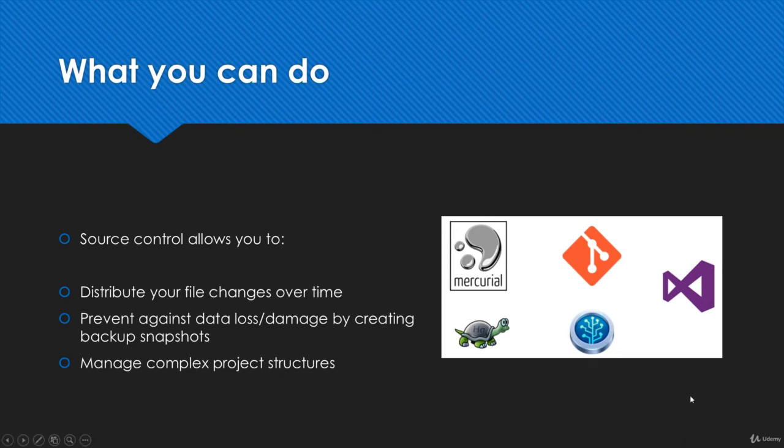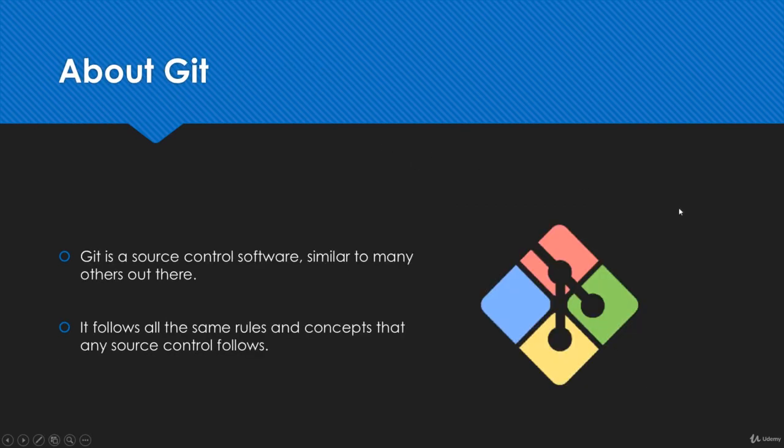But why don't we actually talk about Git here? You can see the logo right there. Now that I've explained source control, I don't really need to explain Git, because Git is just source control software. It was created by the same person who created Linux, and it was actually created to manage Linux. So it's just a regular old source control software, and it's similar to others.